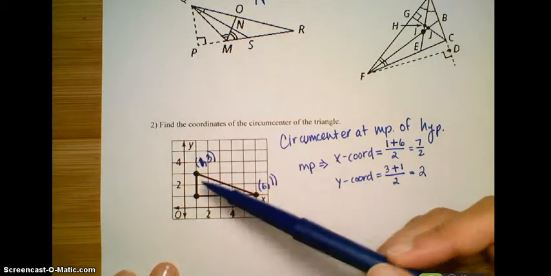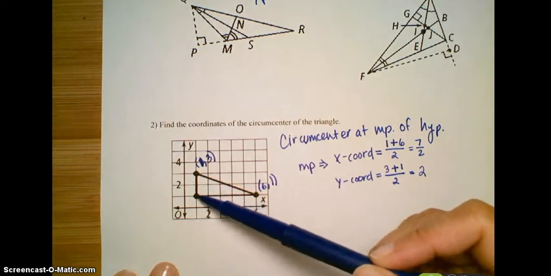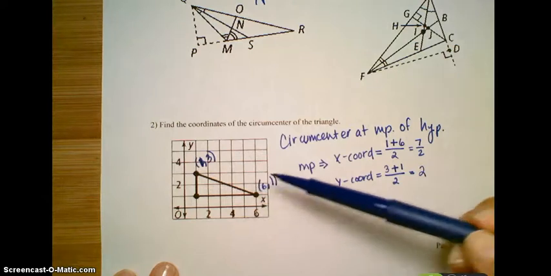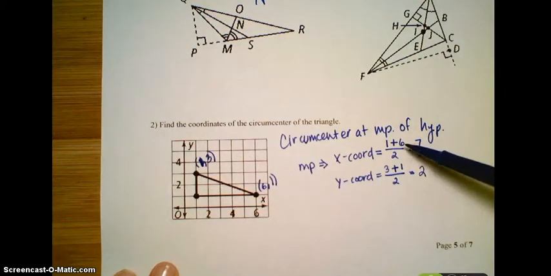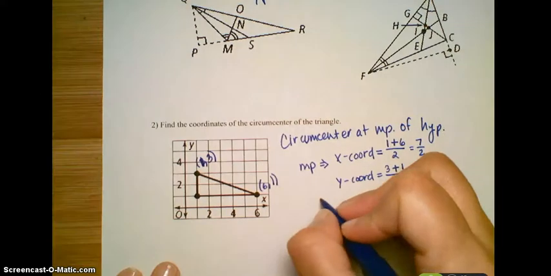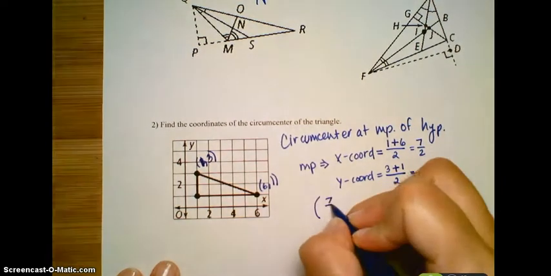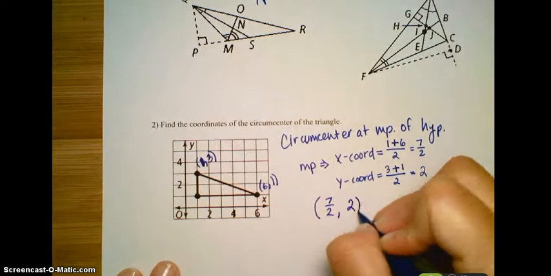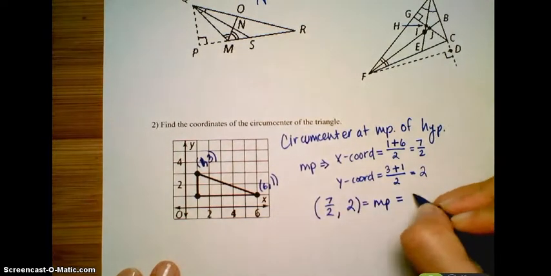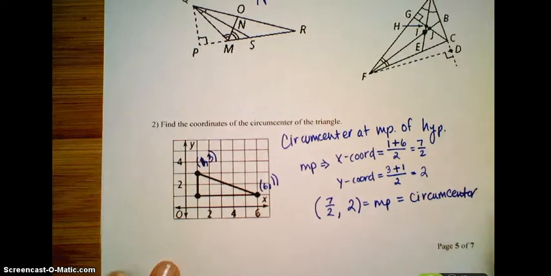Let's double check that I've labeled this correctly. (1, 3), (6, 1). Oh, yes, I did do this correctly. Sorry about that, I was going to confuse my coordinates. So my midpoint turns out to be (7/2, 2). And if that's my midpoint, then that's also the circumcenter of my triangle.